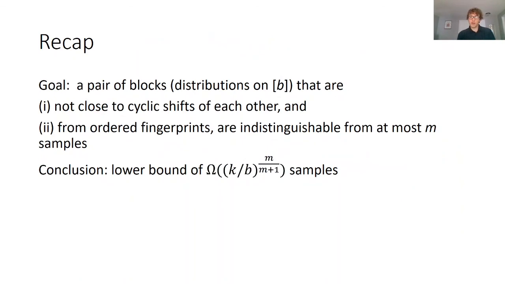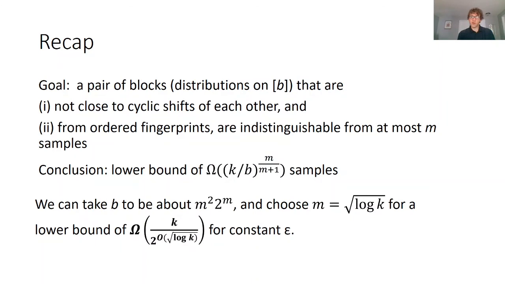then we really do get our lower bound here that we said, as long as we take b to be about m squared times 2 to the m. And then if we want to balance these parameters to make this lower bound as large as possible, we'll choose m to be the square root of log k for a lower bound that's pretty close to k, of course up to exponential in something like root log k.